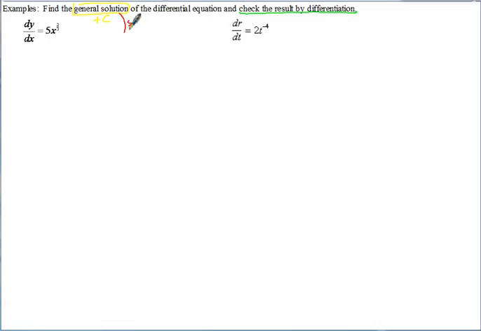So we're going to solve for whatever variable is on the numerator of your derivative. In this case, it's a y. In this case, it's r.